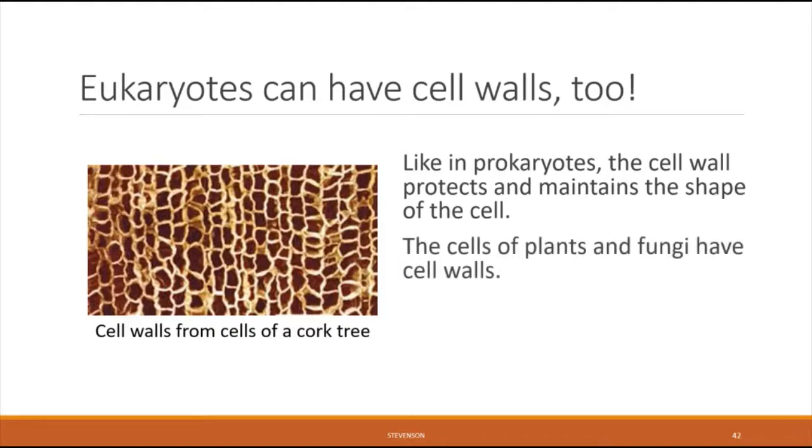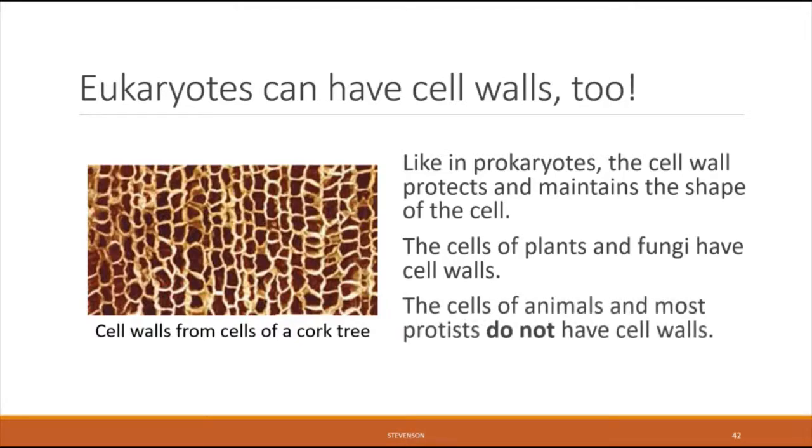The cells of plants and fungi have a cell wall. And in fact, when Robert Hooke was looking under the microscope at that sample of cork tree, what he was seeing in that honeycomb shape was actually the remnants of the cell walls of the cork tree. Animals and most protists do not have a cell wall at all.